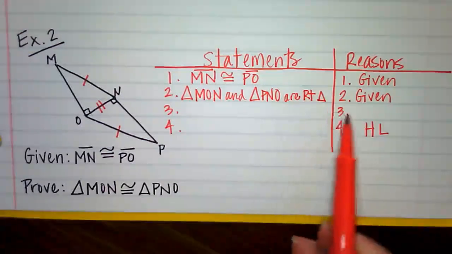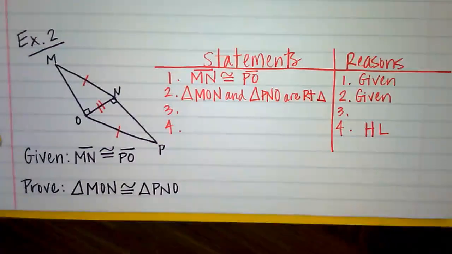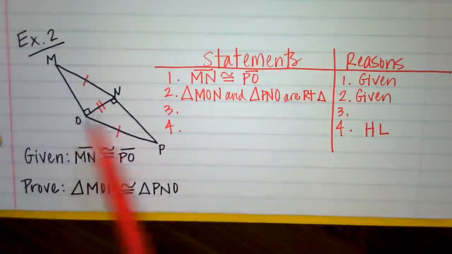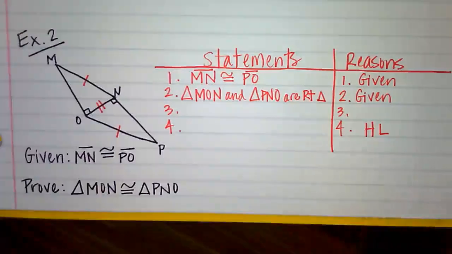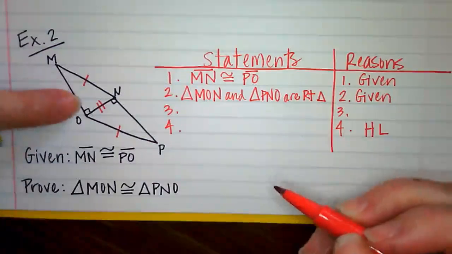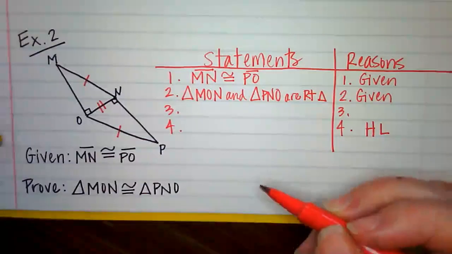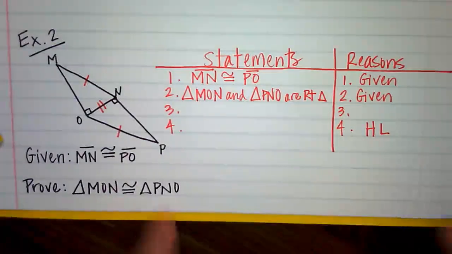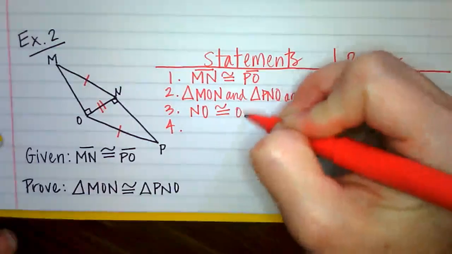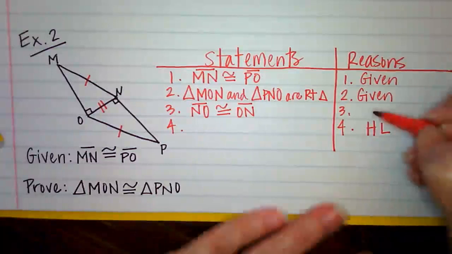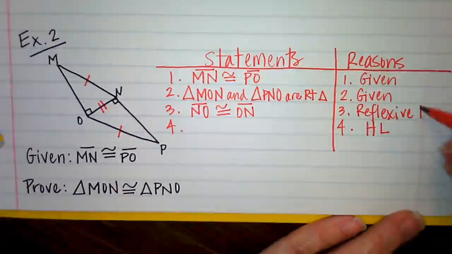Now, this is a requirement. In order to use HL, you have to show that those triangles are right triangles. We were given the right angle mark, so we can tell looking at that that's a right triangle and that one's a right triangle. Our next statement is we identified that ON and NO were used in both sets of triangles. So NO is congruent to ON, those 2 segments, and that is the reflexive property.